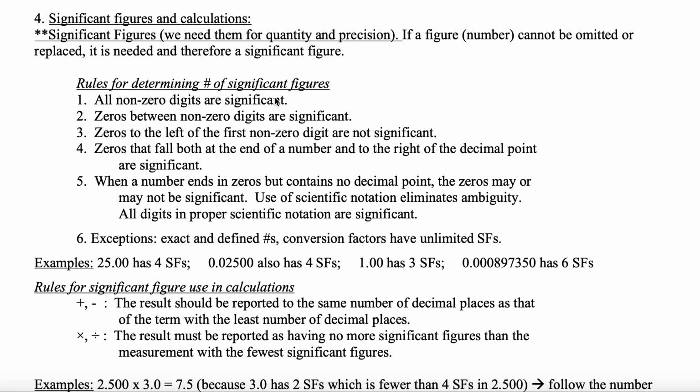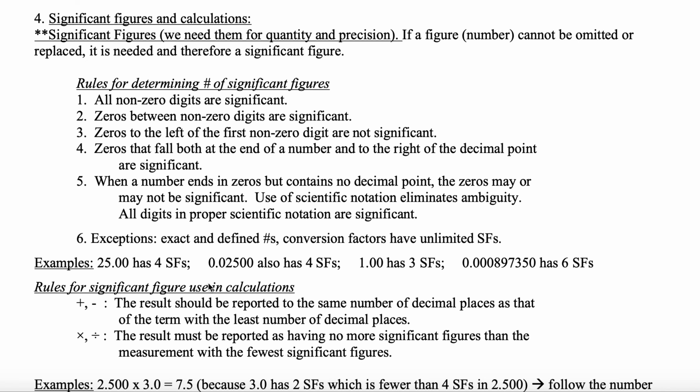Non-zero digits are significant, of course, right? Because they're non-zero. The zeros between the non-zeros are significant. The zeros to the left of the first non-zero are not significant. The zeros on the right count as significant, and you also have to have a decimal point to count them. If you have zeros like in 5,000 with no decimal point, then we're not sure, so we don't count them. Okay? In that case, that's why we have scientific notation.